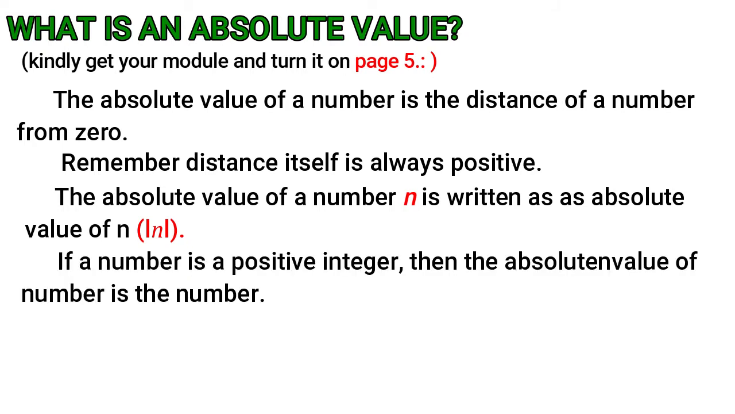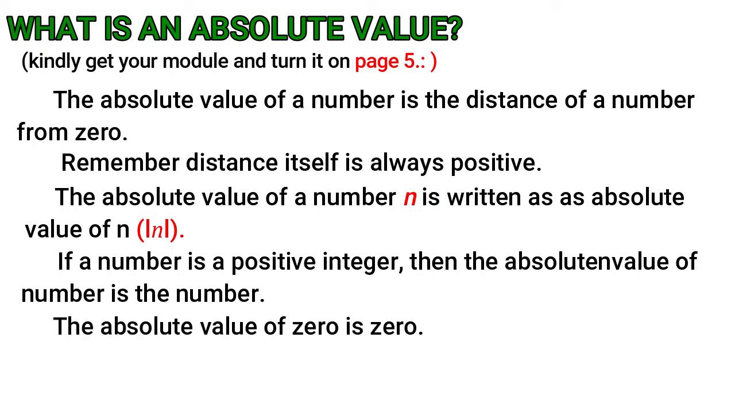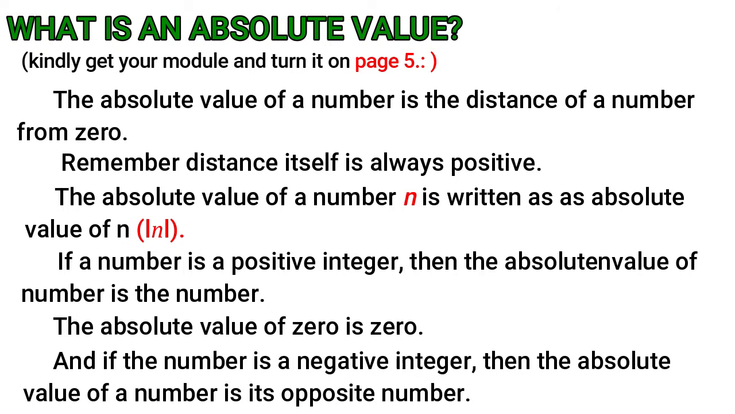If a number is a positive integer, then the absolute value of the number is the number. The absolute value of 0 is 0. And if the number is a negative integer, then the absolute value of a number is its opposite number.